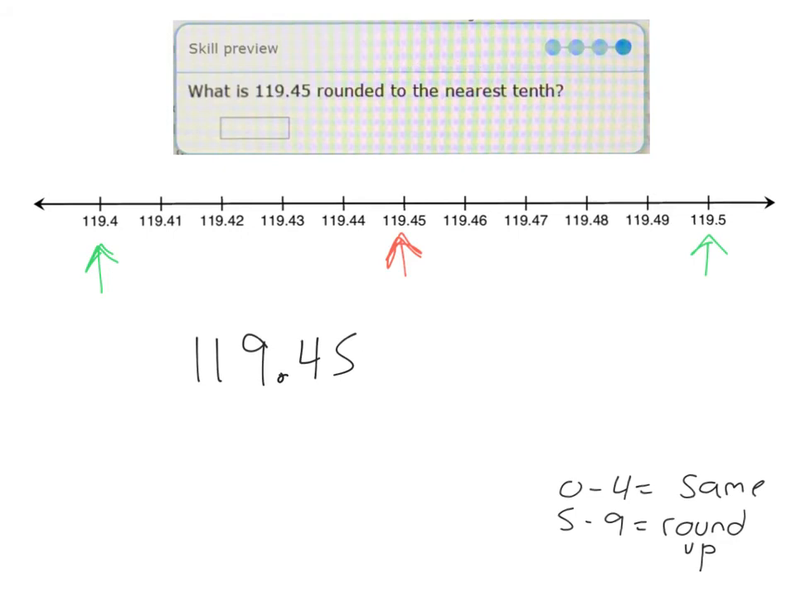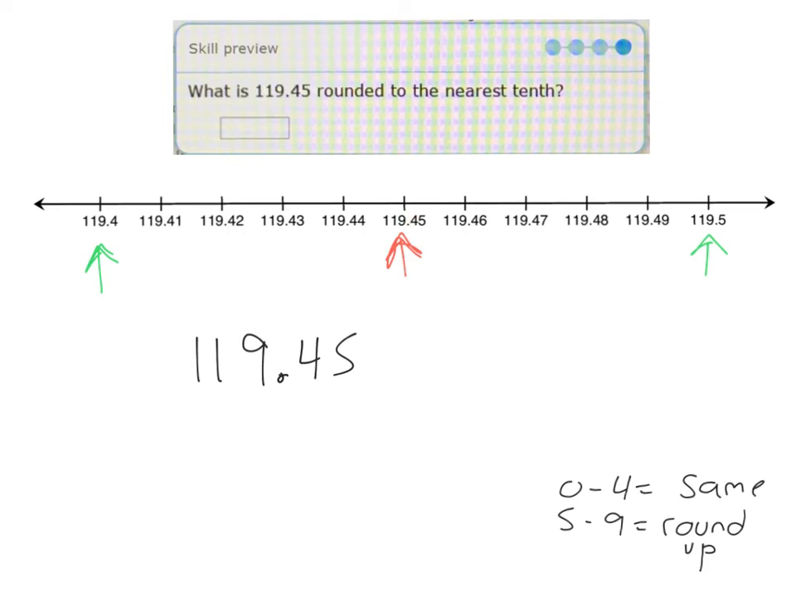This last example says, what is 119 and 45 hundredths rounded to the nearest tenth? So I've done 119 and 4/10 on this end and 119 5/10 on that end. In the middle here, we see 119 and 45 hundredths. So this is the tricky one because, again, it does fall dead in the middle here.